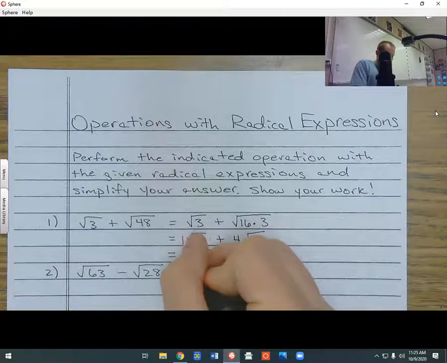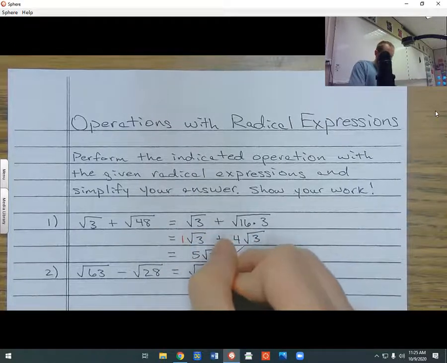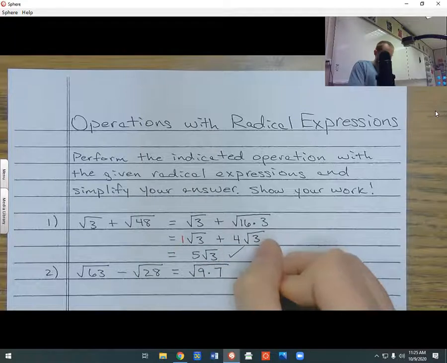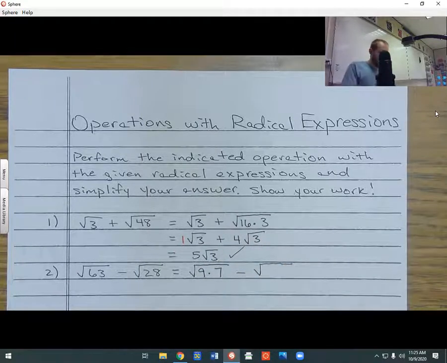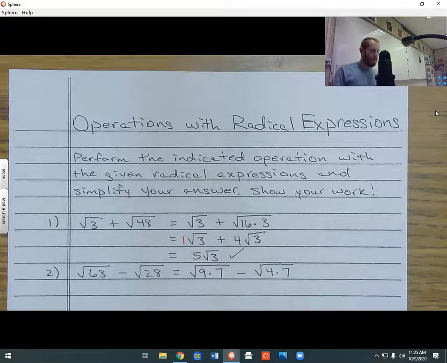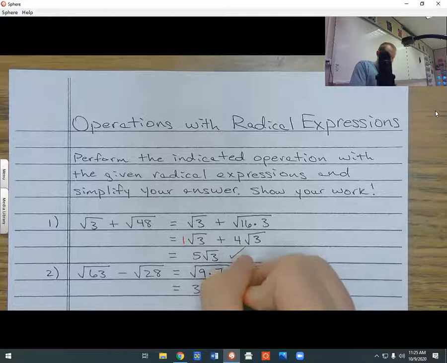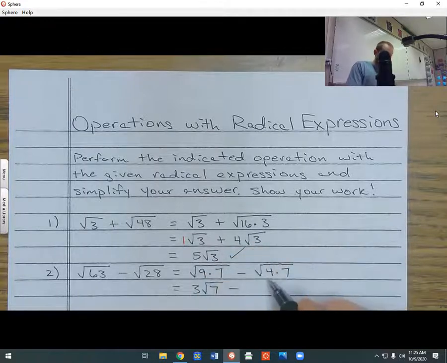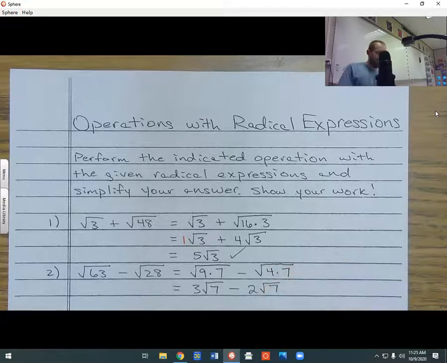Here I have square root of 63. I can write that as 9 times 7. And over here I have square root of 28. I can write that as 4 times 7. Okay, so let's take out square roots. The 9 can come out as a 3. The 7 has to stay inside. And the 4 can come out as a 2, since we're taking square roots. The 7 stays inside.